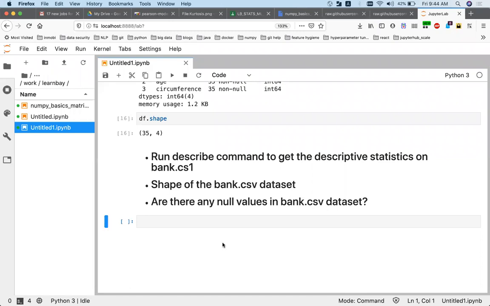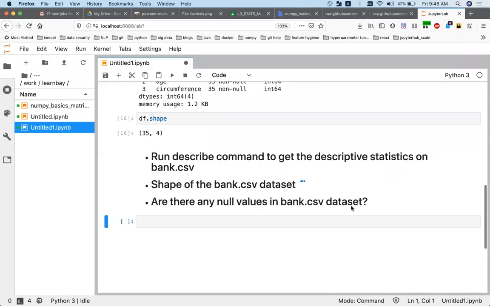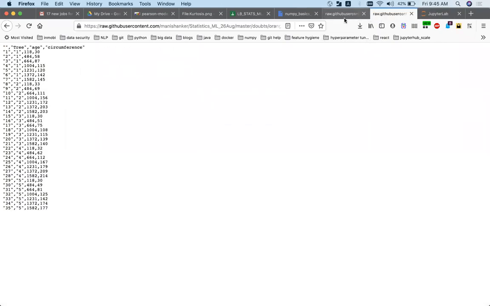Something doesn't appear correct. Age, job, marital, those are coming. So you need to set the separator as semicolon instead of comma. We just need to pass one parameter, sep equal to, inside quotes, semicolon. Shape is 4521 comma 1.